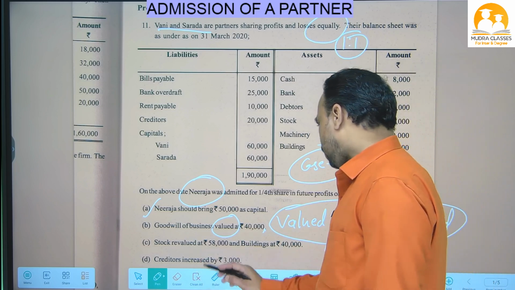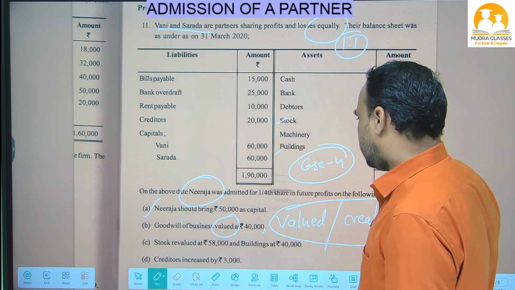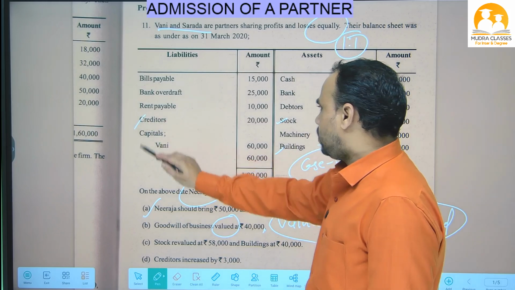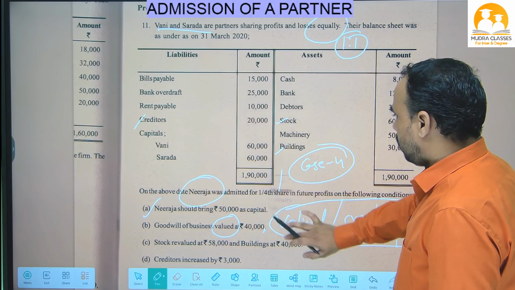After that, stock revalued 58,000, so tick the stock. And buildings 40,000, so tick the buildings. And creditors increased by 3,000, so tick the creditors. Okay, now with this all the problem is completed.